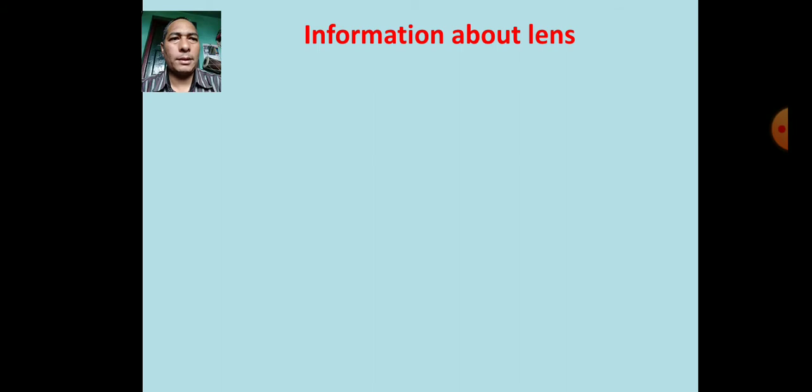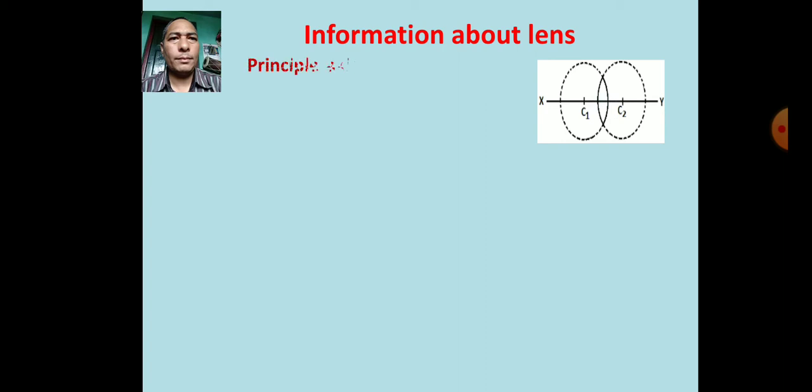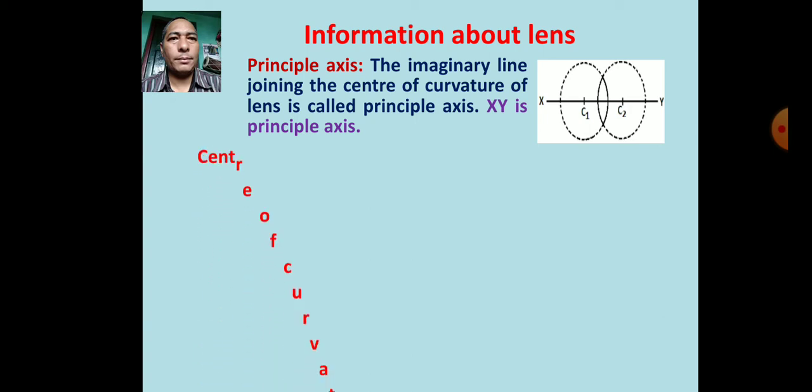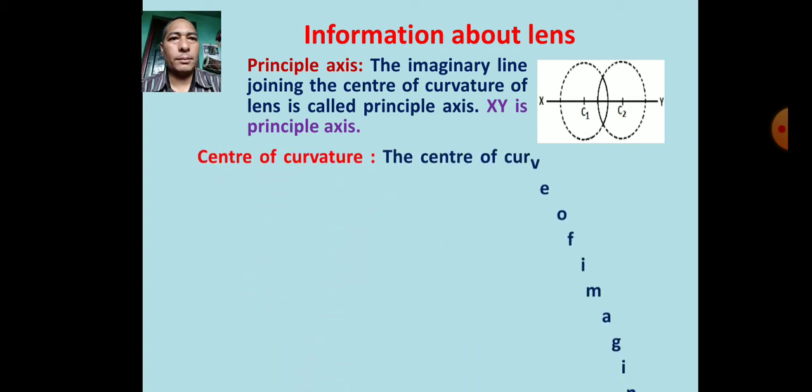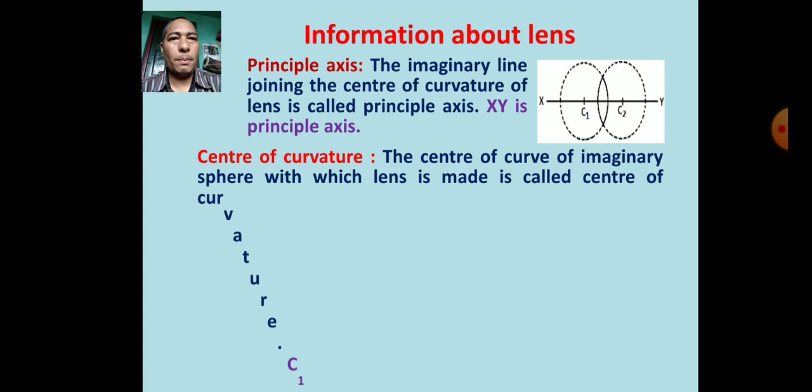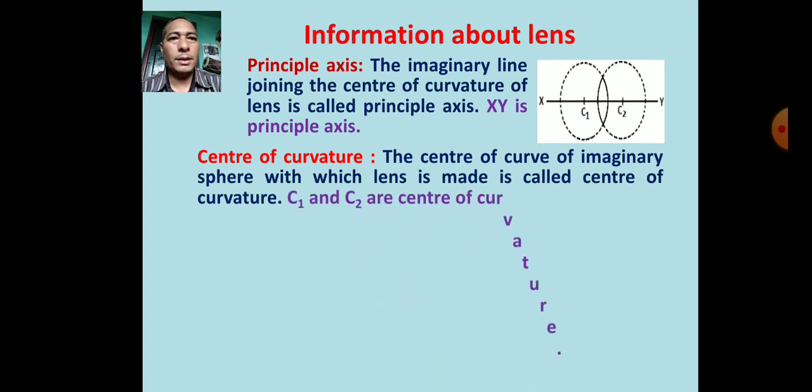Information about lens. Principal axis. The imaginary line joining the center of curvature of lens is called principal axis. XY is principal axis. Center of curvature. The center of curve of imaginary sphere with which lens is made is called center of curvature. C1 and C2 are center of curvature.